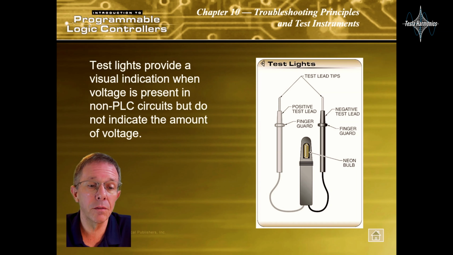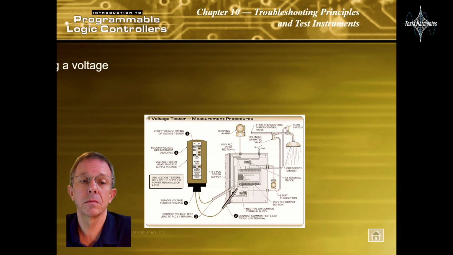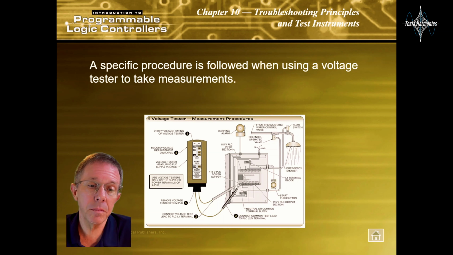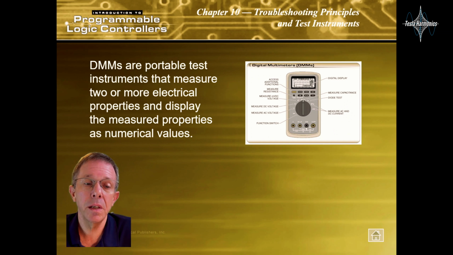Test lights provide a visual indication when voltage is present in non-PLC circuits but do not indicate the amount of voltage. Voltage testers indicate the approximate voltage amount and type of voltage, AC or DC, in a circuit. A specific procedure is followed when using a voltage tester to take measurements. DMMs are portable test instruments that measure 2 or more electrical properties and display the measured properties as a numerical value.